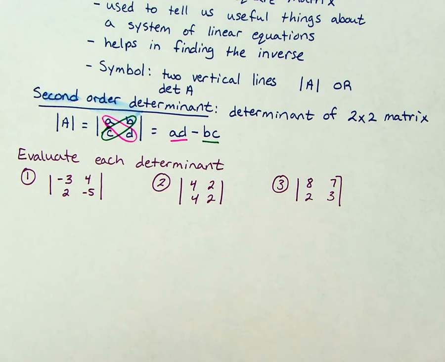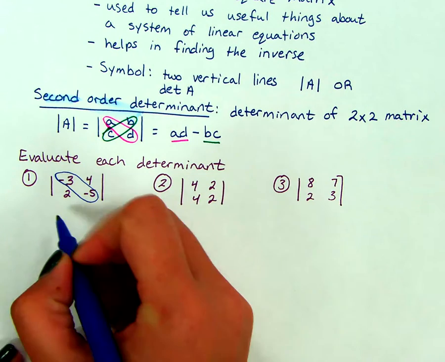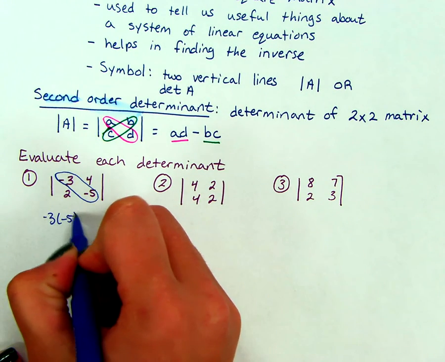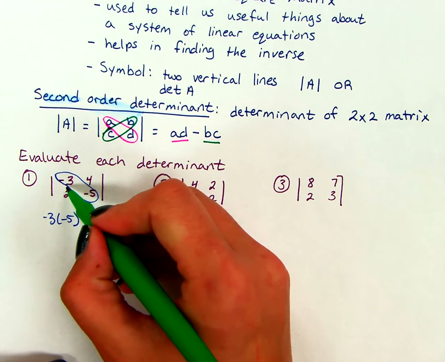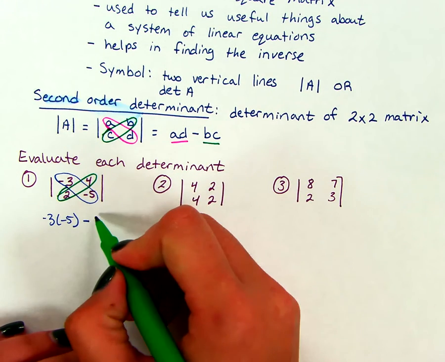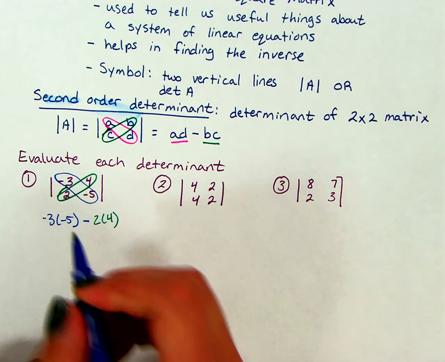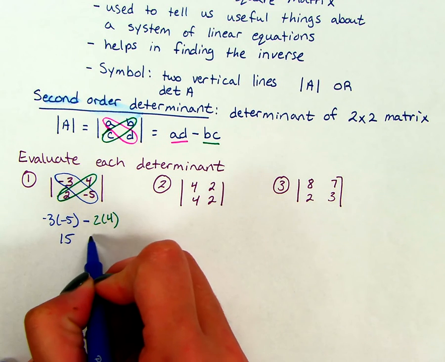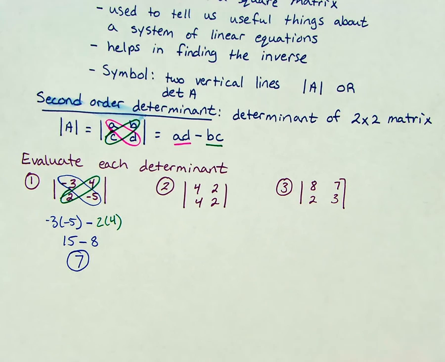So if we do some practice, again, it's going to be our forward diagonal. So we're going to take -3 times -5, and then we're going to subtract from that the backwards diagonal, so 2 times 4. So when we simplify, -3 times -5 is 15, and 2 times 4 is 8. 15 minus 8 gives us 7. So 7 is our determinant.